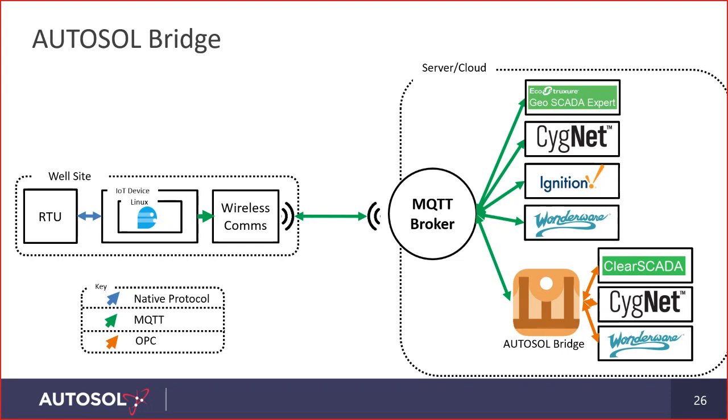AUTOSOL Bridge means that you don't have to change anything in your HMI. You just point to AUTOSOL Bridge as your OPCDA server, and now you're receiving MQTT data from eACM as if it was OPCDA data. And I will demonstrate that as well.